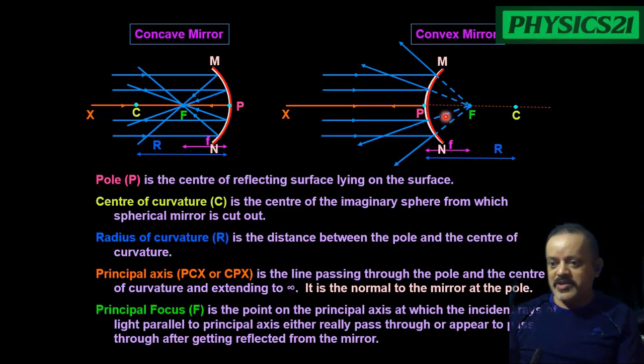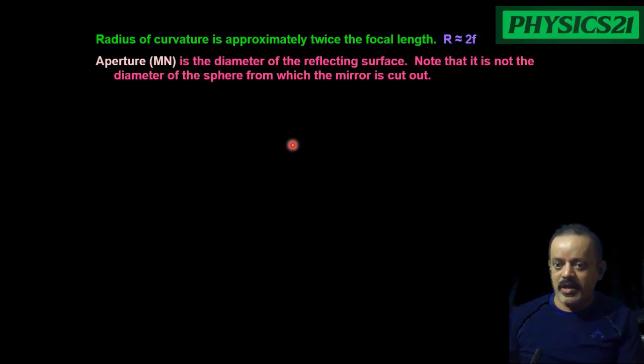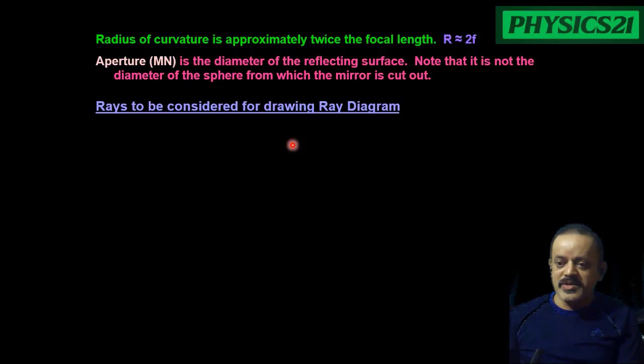Focal length. The separation between the pole and the focus is known as the focal length. So in both diagrams, PF represents the focal length, denoted by small f. The relation between the radius of curvature and the focal length is R equals 2f. So we can say twice the focal length is equal to the radius of curvature. Aperture. It is the diameter of the reflecting surface. Note that it is not the diameter of the sphere from which the mirror is cut out. Now the rules for the image formation.